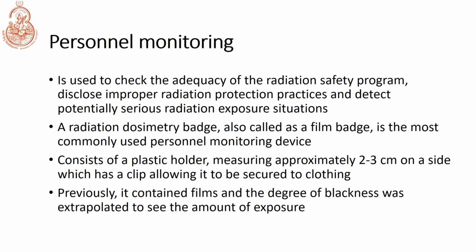Next is personal monitoring. It is used to check the adequacy of the radiation safety program. It discloses improper radiation protection practices and detects potentially serious radiation exposure situations. A radiation dosimetry badge, also called a film badge, is the most commonly used personal monitoring device. It consists of a plastic holder measuring about 2 to 3 centimeters on a side, which has a clip allowing it to be secured to the clothing.